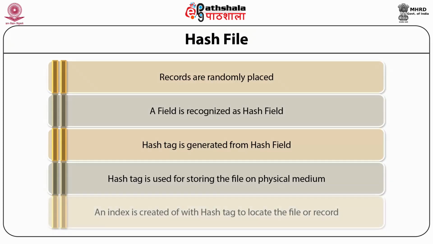Then an index is created with the hashtag to locate the file as a record. This index stores the key term and the hashtag value. The hashtag value is nothing but the address of the file to be located on the storage medium.